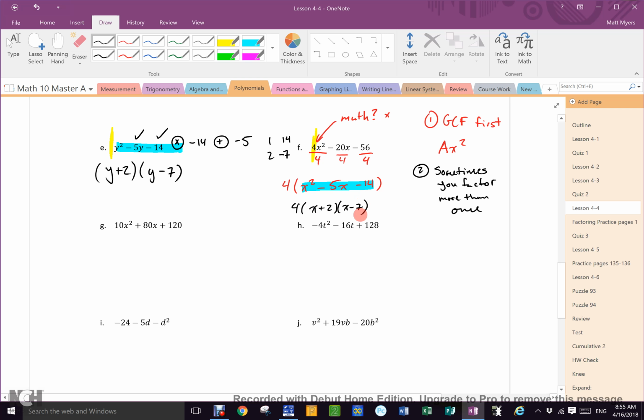So I know it's x. I know it's negative 2, right? I know it's x. I know it's negative 2. I know it's x, and I know it's positive 14. What's the only thing I'm missing? I need that y squared. So what do I have to put here and here? Y and y. And then y times y gets me y squared. Everybody good?